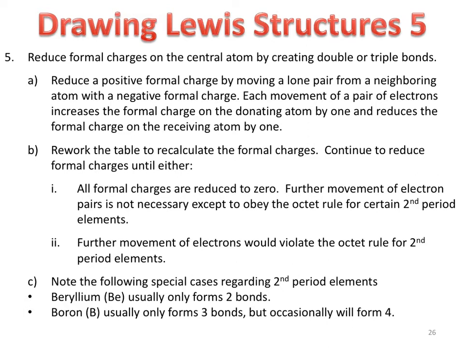For boron, it usually only forms 3 bonds. Again, here we see that with boron, it's going to have a 0 formal charge with 3 bonds, but occasionally it will form a 4th bond, especially in compounds where it has what is called a coordinate covalent bond, where electrons are supplied to make a 4th bond, and it's not really sharing electrons, it's borrowing electrons, and the boron oftentimes achieves a negative formal charge as a result of this type of bonding.